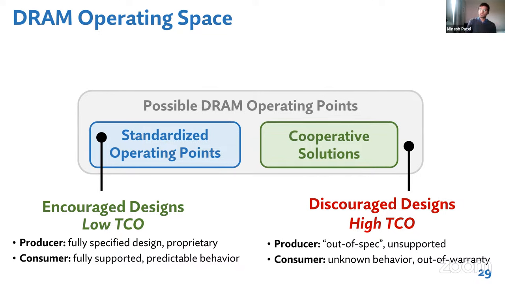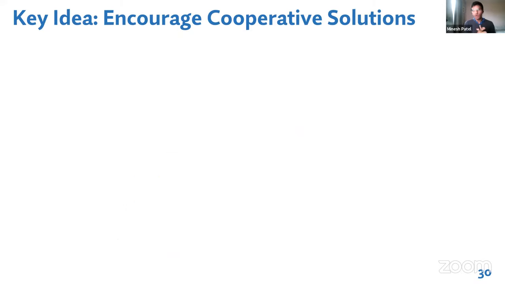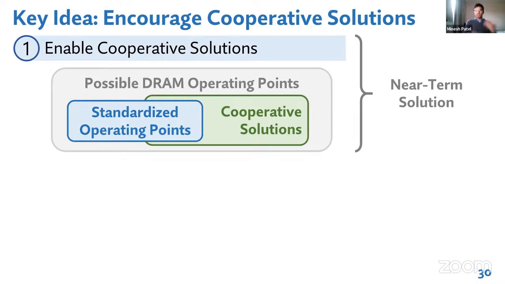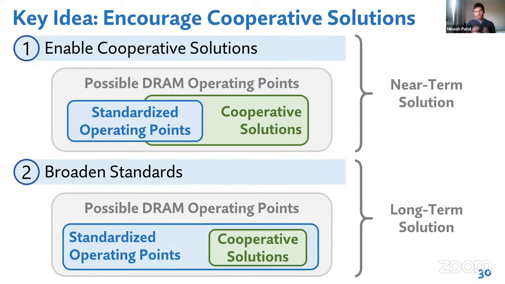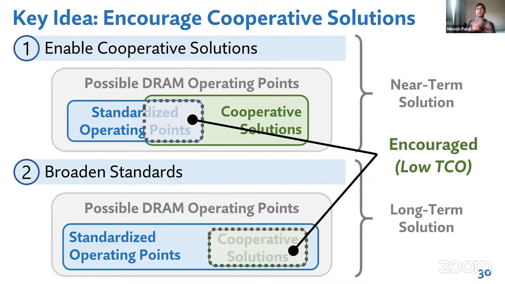And therefore, this means that the cooperative solutions that we're looking to adopt are actually also discarded, because they exist outside of the standardized regime. So to overcome this problem, our idea is to encourage cooperative solutions. In the near term, we would like to enable these cooperative solutions, at least to some extent, by growing the space of cooperative solutions so that there's some overlap between the two. For the longer term, we would like to expand the DRAM standards themselves to encompass the cooperative solutions that we would like to see. In both of these approaches, we'd essentially like to encourage the overlap between the standardized operating space and the cooperative operating space, so that all of these cooperative solutions become low total cost of ownership designs.